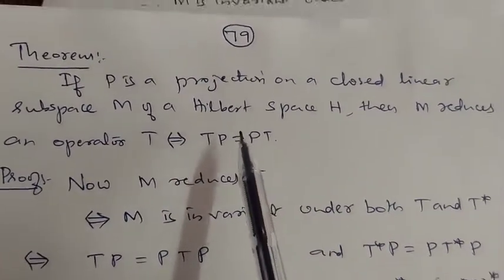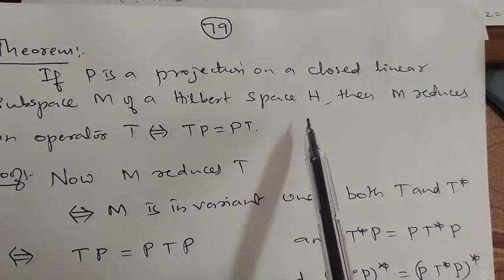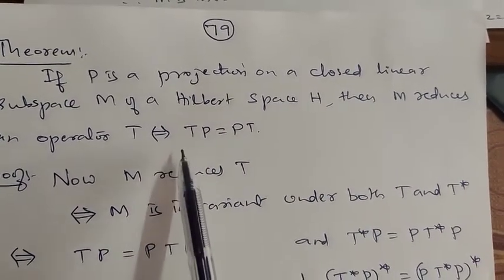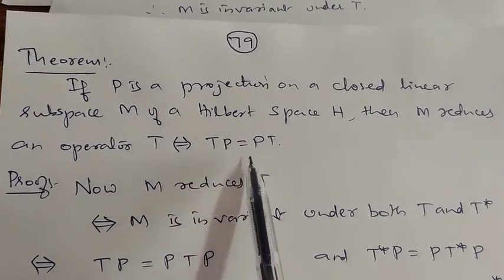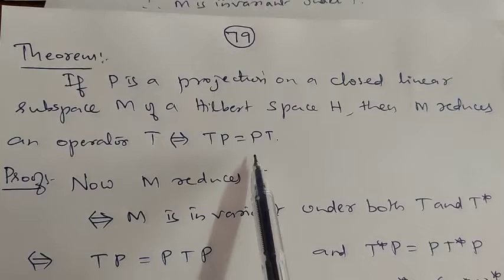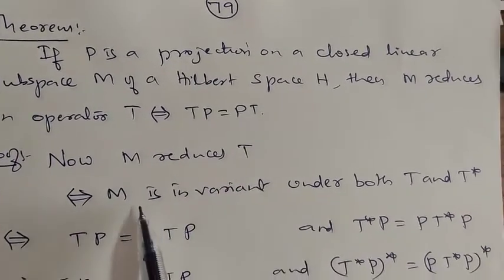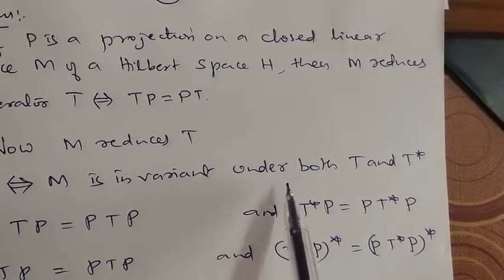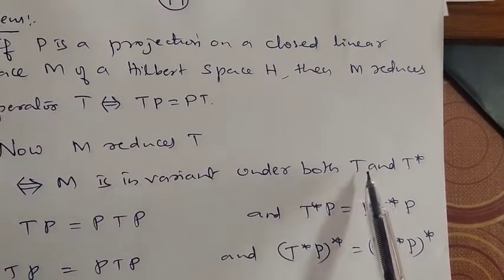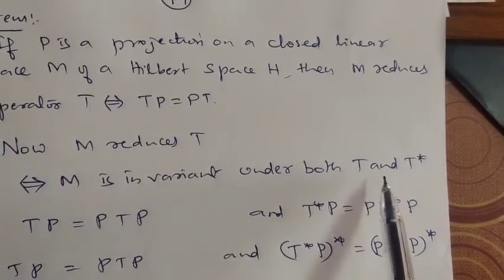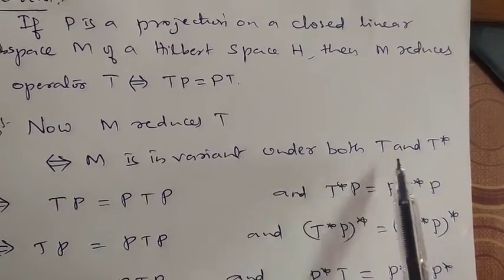Next one: if P is a projection on a closed linear subspace M of Hilbert space H, then M reduces an operator T if and only if TP is equal to PT, meaning P and T commute. Now M reduces T if and only if, by definition, M is invariant under both T and T star. This is taken as a definition itself, because it has been proved in previous results.